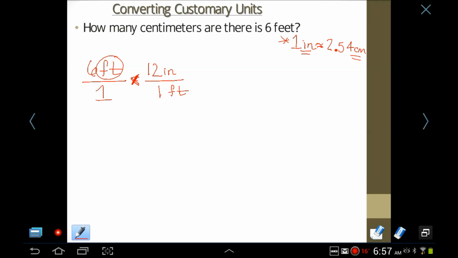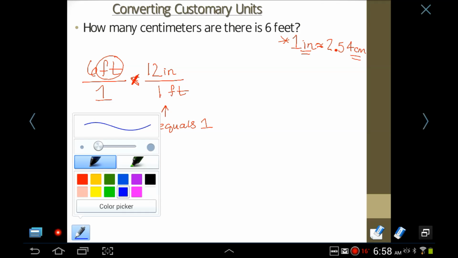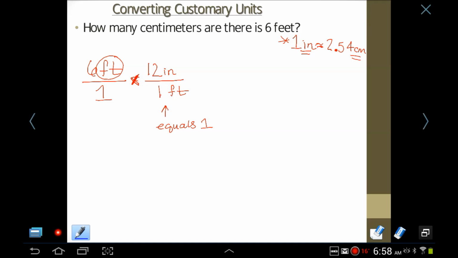Okay, so the 12 inches equals 1 foot, you'll notice, is a ratio that essentially equals 1. It equals 1 whole. Because 12 inches equals 1 foot. I know 12 over 1 does not equal 1, but the ratio itself, 12 inches to 1 foot, is an equivalent statement. You're basically saying, 1 foot equals 12 inches. 12 inches equals 1 foot. So there's no difference there. Okay, multiplying by 1.